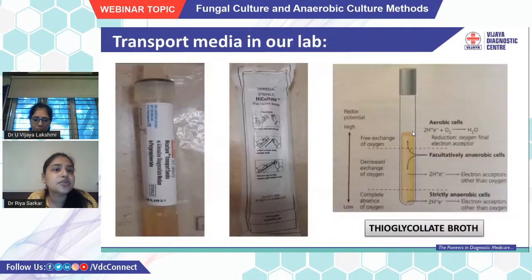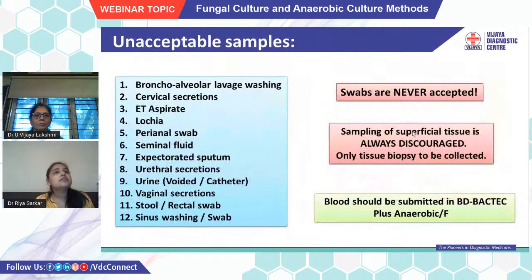hours at room temperature. This is the transport media that we use in our lab, the thioglycolate broth. All the specimens coming to us for anaerobic culture come in this media. There are certain samples that are highly unacceptable for anaerobic culture, like the bronchoalveolar lavage washings, ET aspirates, seminal fluids, urethral and vaginal secretions, rectal swab, perianal swabs. Remember, swabs are never accepted for anaerobic infections.